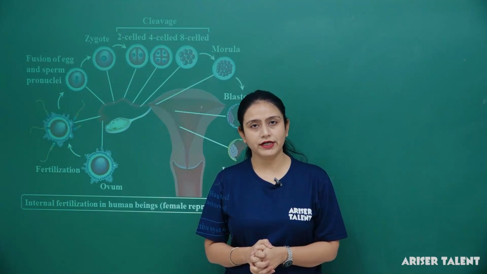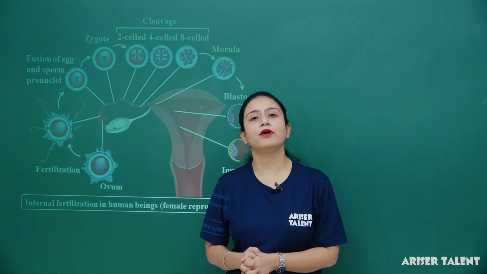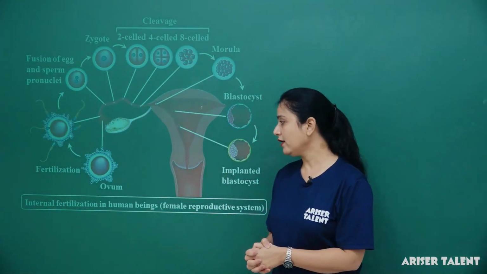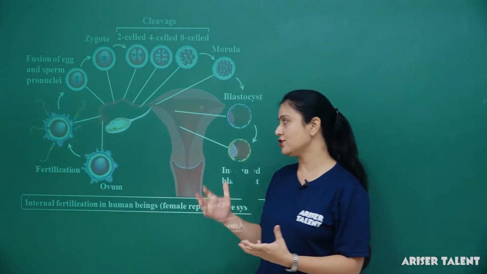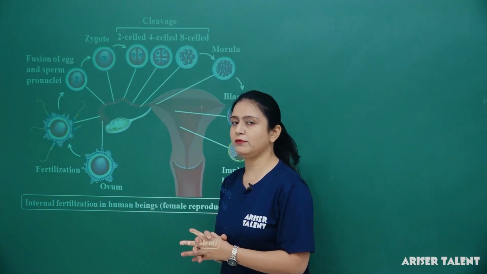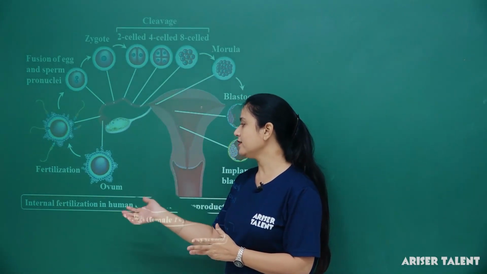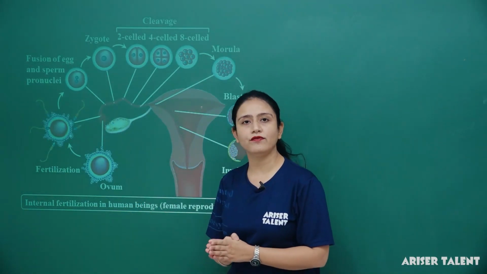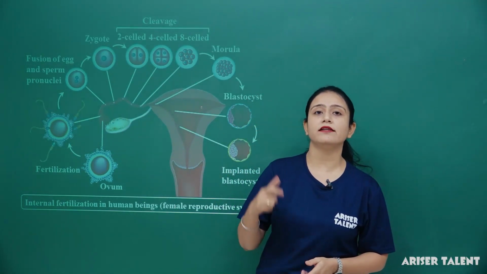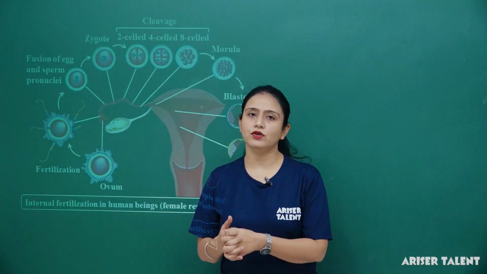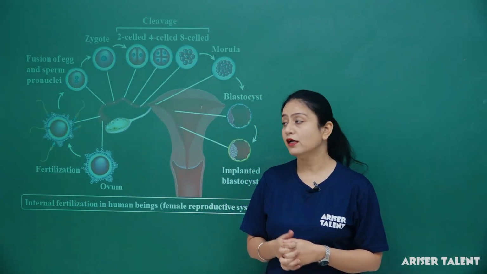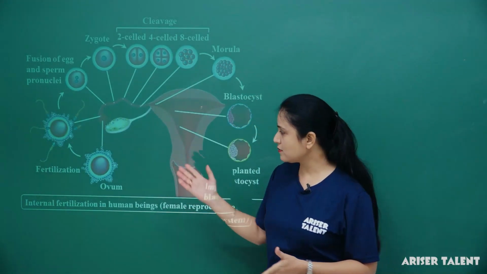Generally, internal fertilization takes place in the human reproductive system. Why internal fertilization? Because fertilization takes place inside the female body, the human body. This is the reason it is known as internal fertilization. So here we can say that internal fertilization is an essential part of the human reproductive system. Fine. So how it takes place, let me explain to you.